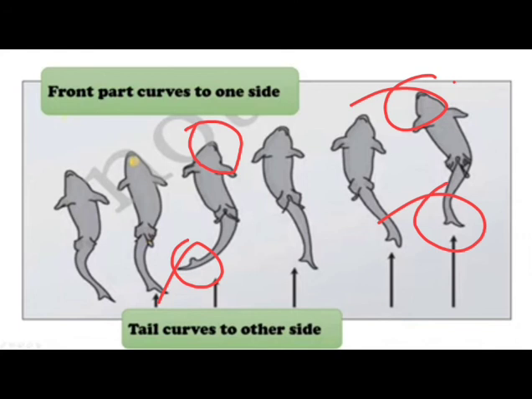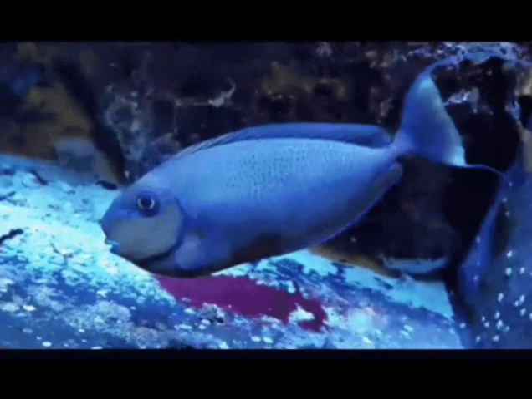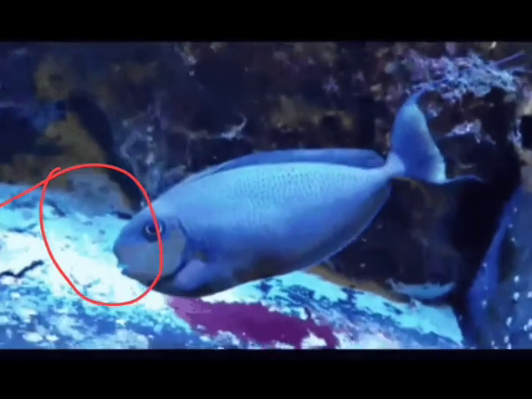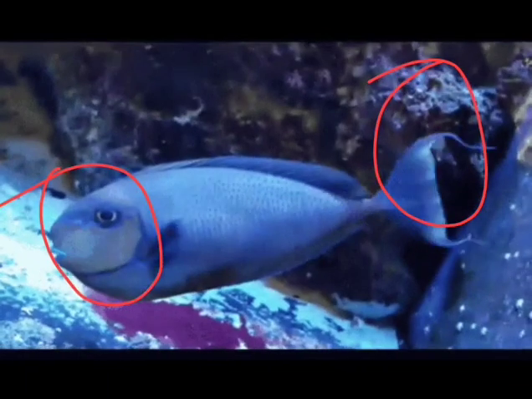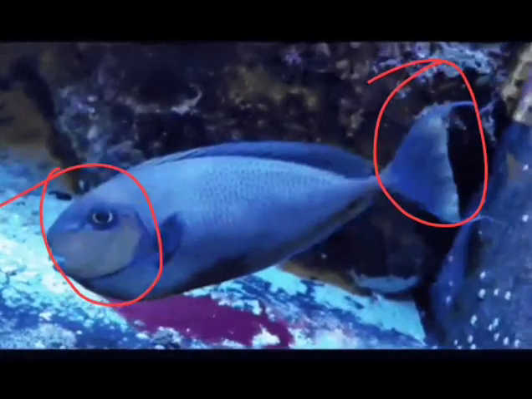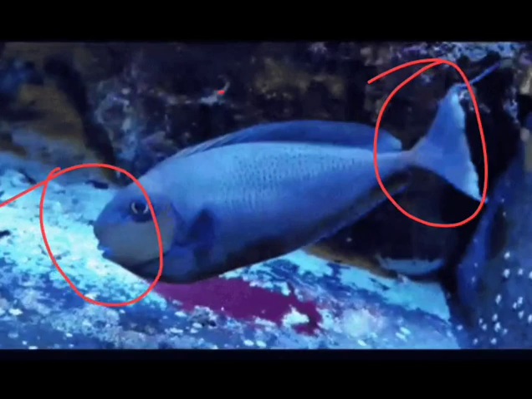Now let's see the movement of fish. So this is the movement of fish. You can see here also the fish moves the front part in one direction and the tail part in the other direction. This is how the fish moves. So this is known as the movement of fishes, and the front and the tail part of the fish are smaller than the middle portion. This middle portion is bigger than the tail and the front part.